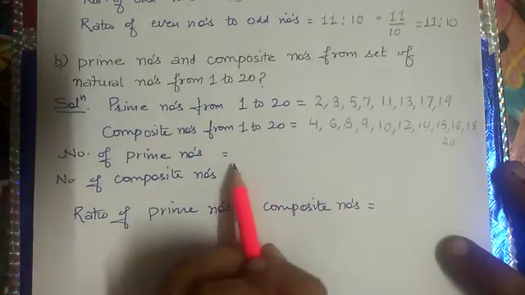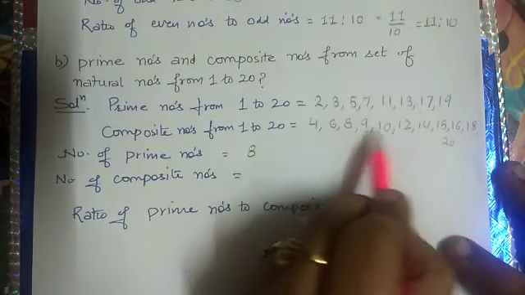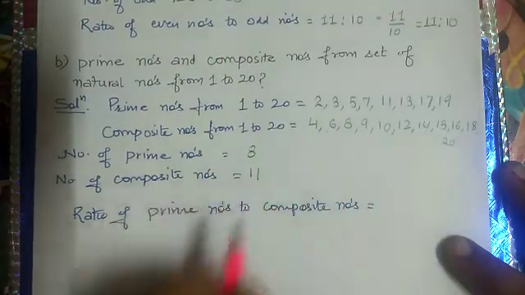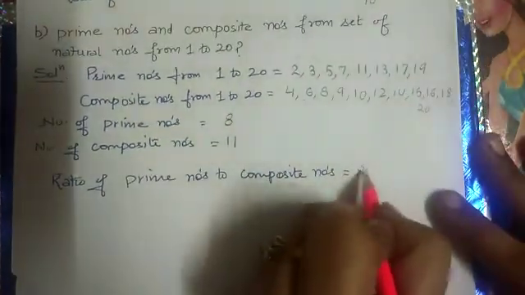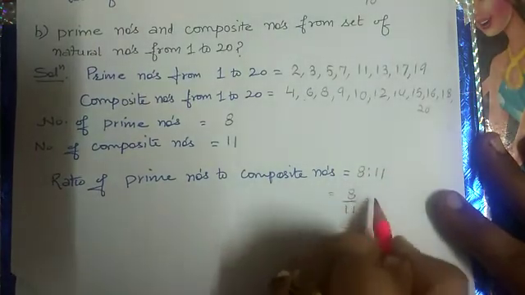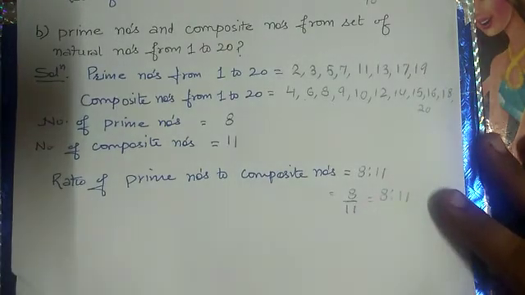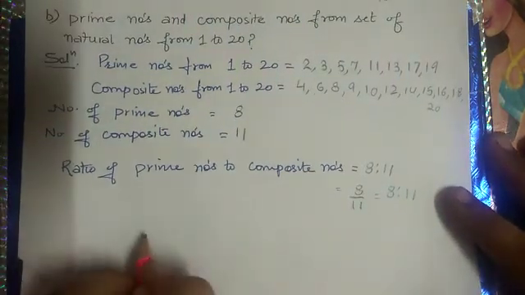Now the number of prime numbers is 8, composite numbers are 11. So the ratio will be 8 is to 11. It is clearly visible that both are not divisible by any number. So the ratio will remain 8 ratio 11.